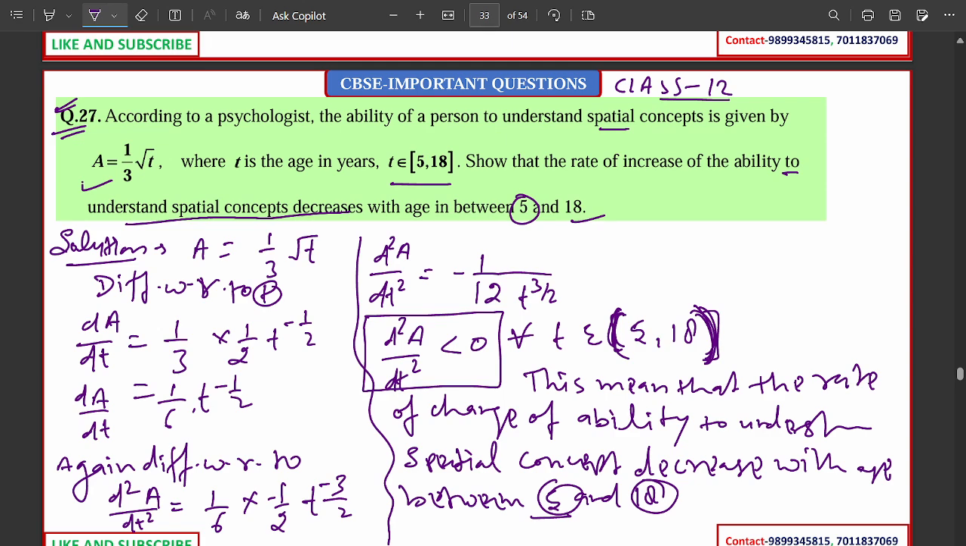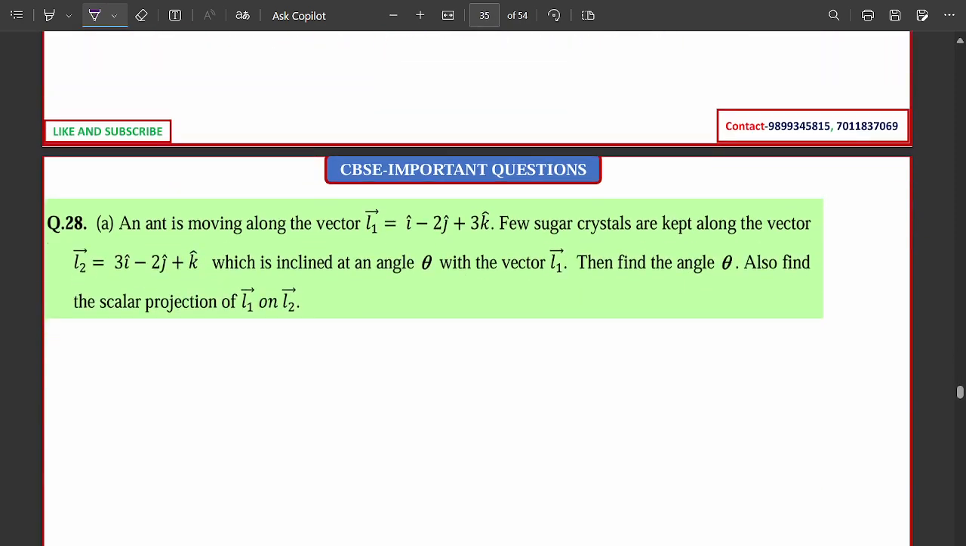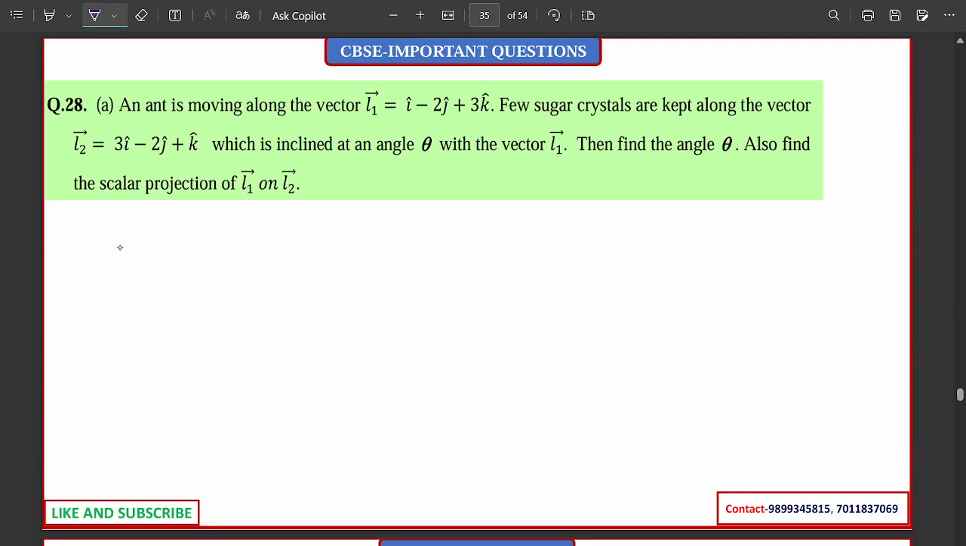Now let us understand the next one. Question number 28. An ant is moving along the vector L1. Few sugar crystals are kept along the vector L2, which is inclined at an angle theta with the vector L1. Then find the angle and also find the scalar projection of L1 vector on L2.